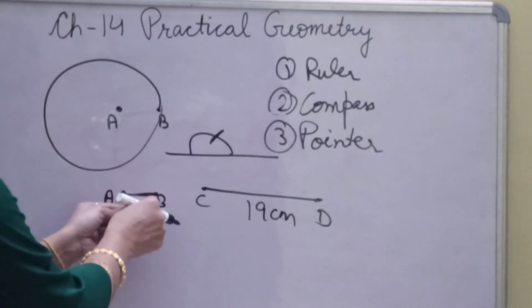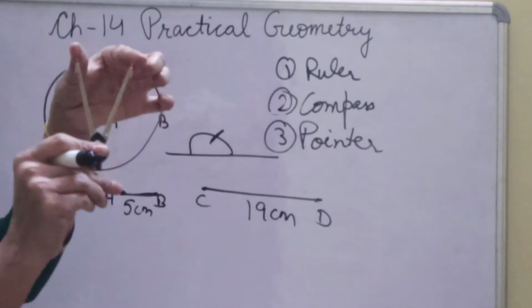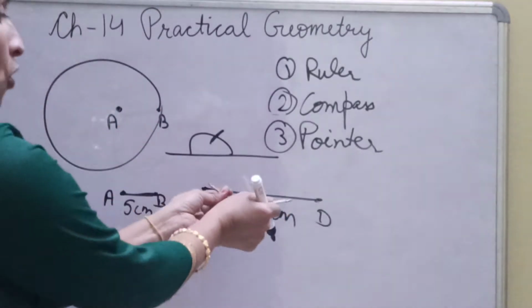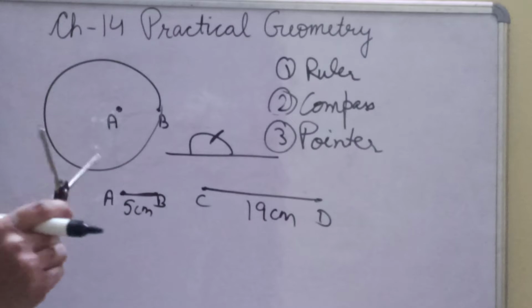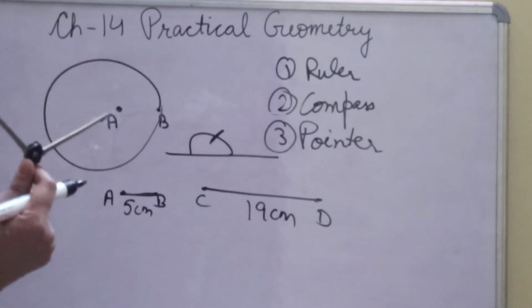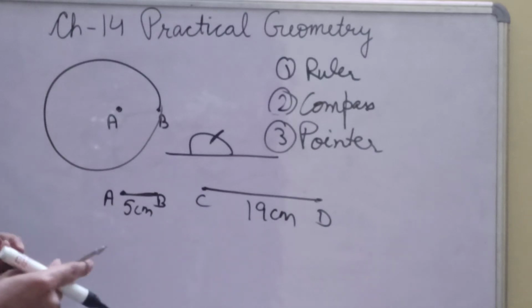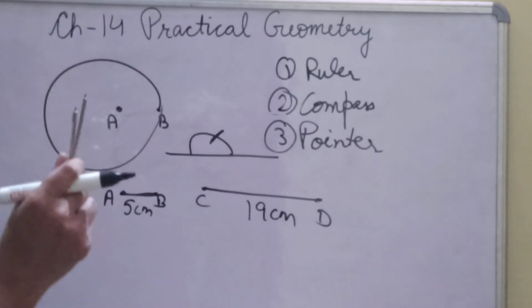We will open it this much. So this much is the gap between 2 points, and when we have to do it for this, we have to open it more. So basically it is used to measure lengths of line segments and to compare them, which one is longer and smaller. So that is the use of this divider.